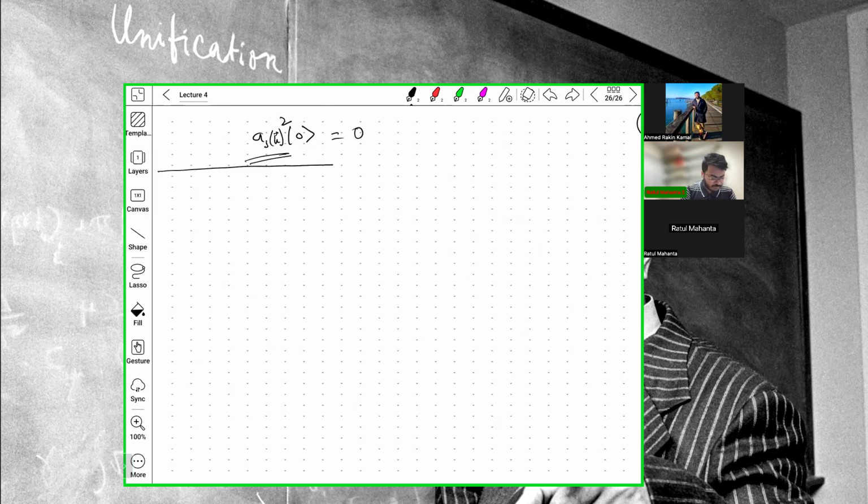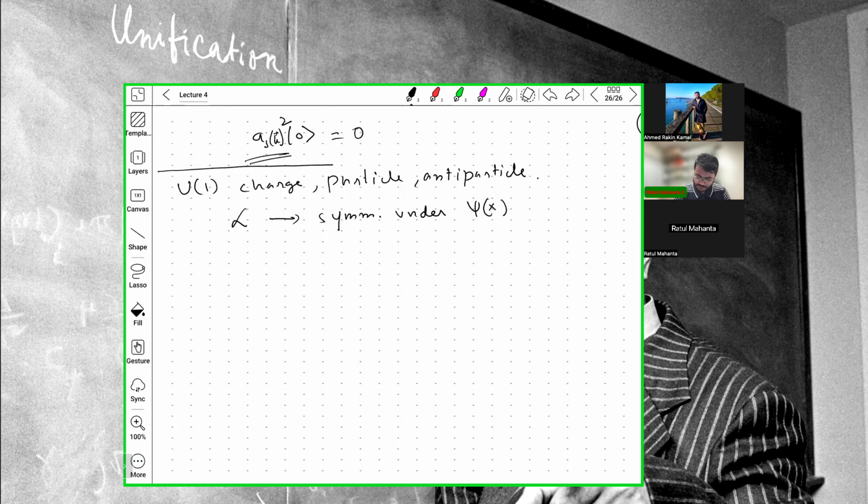Now I will talk about the U(1) charge and why I am calling it particle and antiparticle. So the Lagrangian has a symmetry under ψ goes to e^{iqθ} ψ(x). q is a given number.